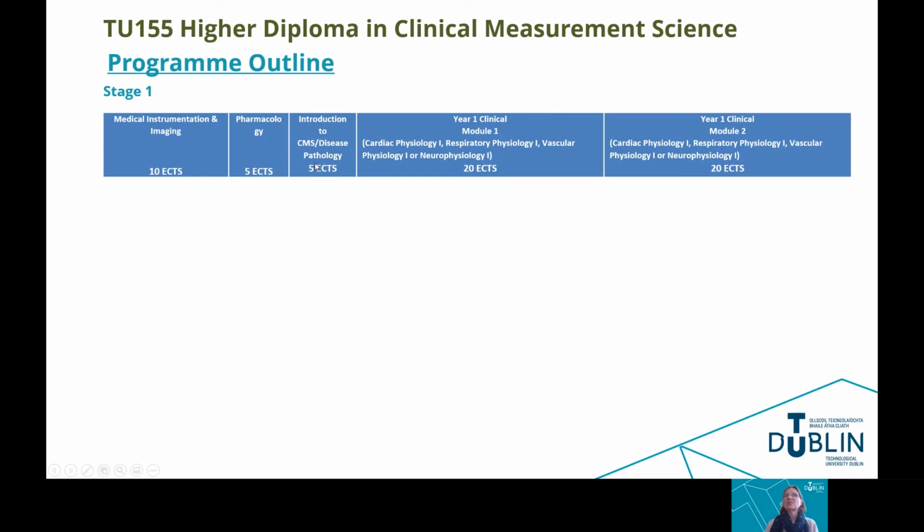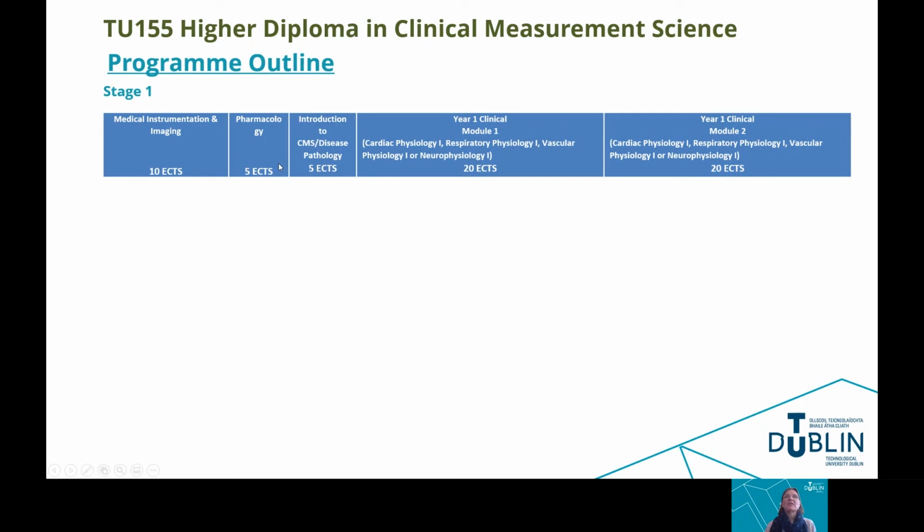And then in January, you commence placement, and you will undergo placement in 2 modules, either cardiac, respiratory, vascular, or neurophysiology. You will do 2 of those. One of them is your major discipline and one is your minor discipline. In the first year of the program, in your major discipline, you do 14 weeks of placement, and in your minor discipline, you do 8.